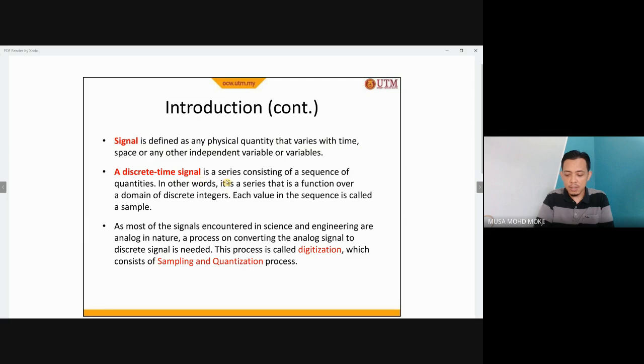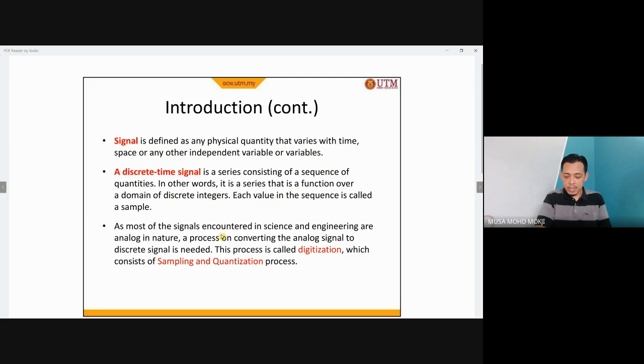A discrete time signal is a series consisting of a sequence of quantities. You have done one question on sequences before we start our class. So a discrete time signal is also a sequence. If you really understand what a sequence is, that will be very good, and you need to understand it. In other words, it is a series that is a function over a domain of discrete integers. Each value in the sequence is called a sample.